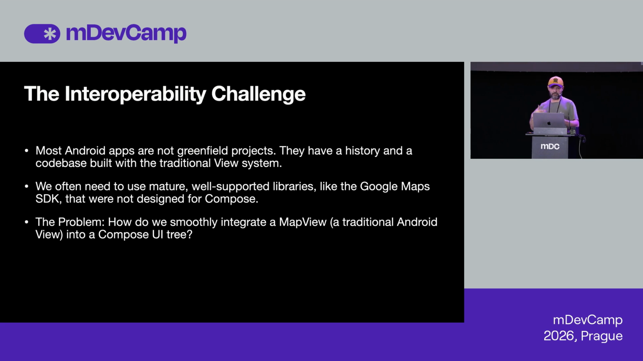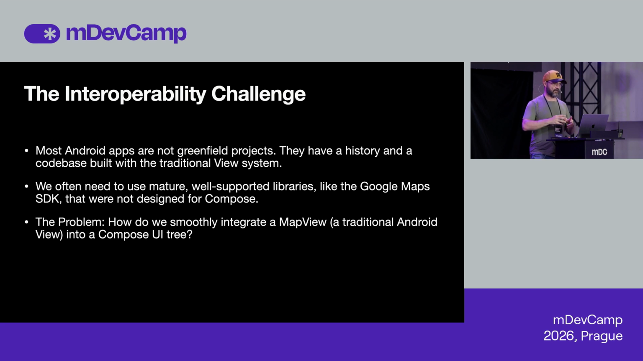One of those libraries could be the Google Maps SDK, right? It's a huge monolith, native views, C++ rendering. I guess Google doesn't have the capacity to rewrite everything. We have other types of libraries. I'm sure you have been working with UIs that are very complex, rendering on the canvas, and it's not feasible to rewrite them. So in this case, how can we integrate a traditional Android view into a Compose UI tree?